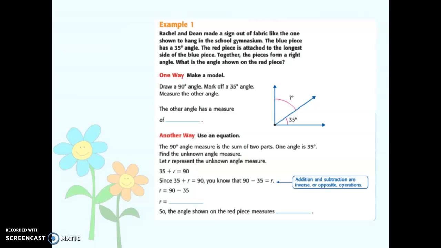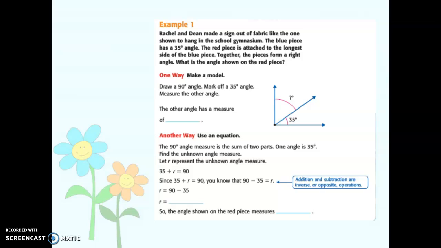So let's take a look at this example. It says Rachel and Dean made a sign out of fabric like the one shown to hang in the school gymnasium. The blue piece has a 35-degree angle. The red piece is attached to the longest side of the blue piece. Together, the pieces form a right angle. What is the angle shown on the red piece?